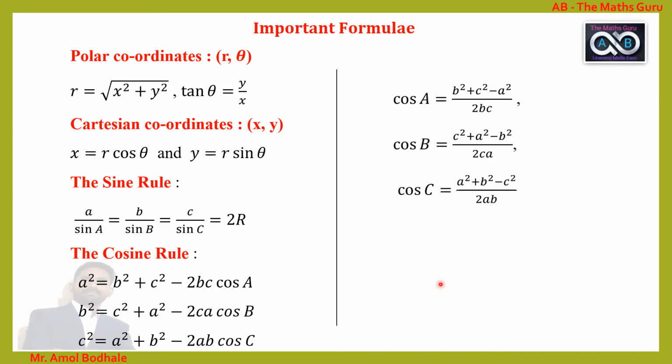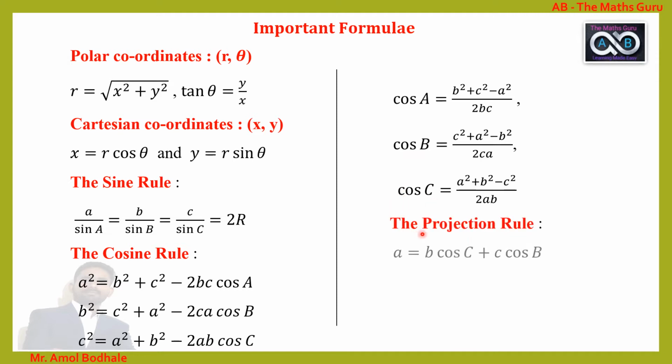The cosine rule can be written in a different form. From the first statement, we can write cos A as b square plus c square minus a square upon 2bc. So remember, when we are considering cos of A, we first write b square plus c square minus a square upon 2 times b and c. Similarly, we can remember for cos B and cos C.